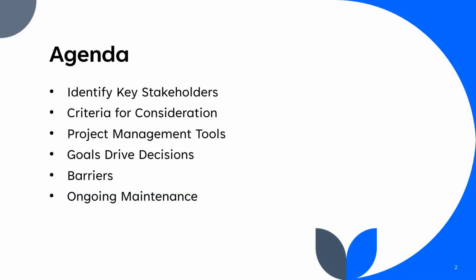By the end of this presentation, you will be able to identify key stakeholders in system selection and their roles, determine criteria for system consideration and implementation, describe project management tools, explain how the goals of the organization drive decisions, define barriers to implementation and methods to address them, and explain ongoing maintenance activities after system selection and implementation. Let's get started.